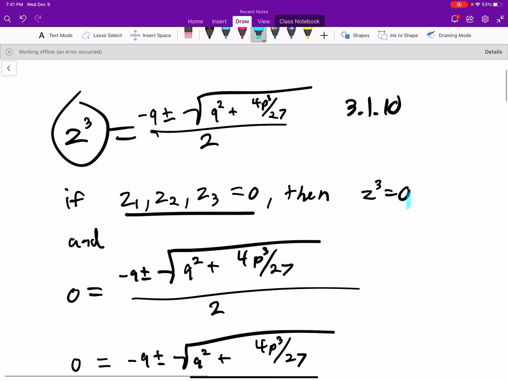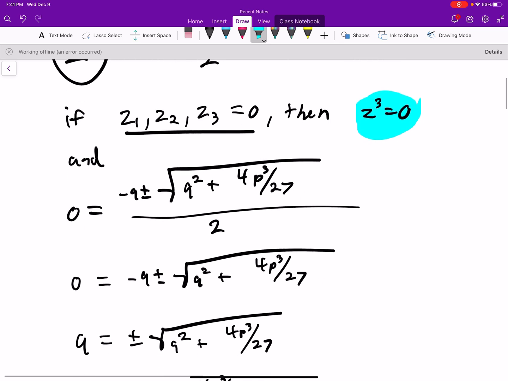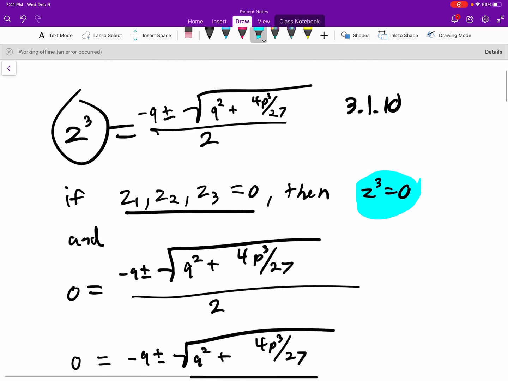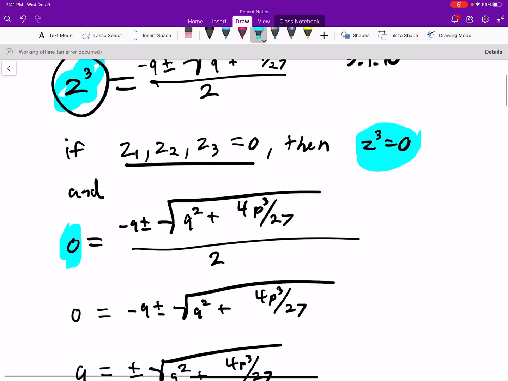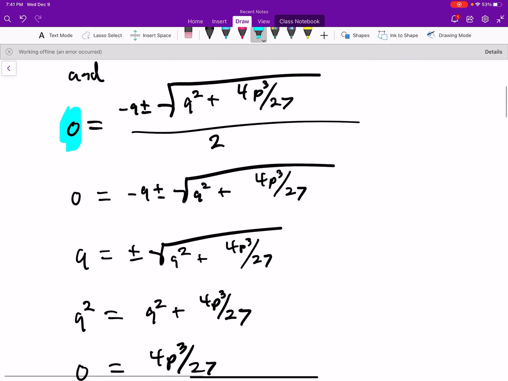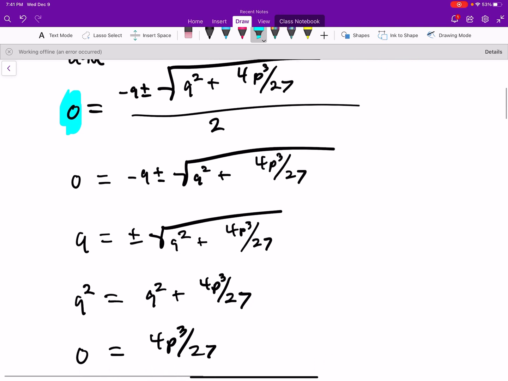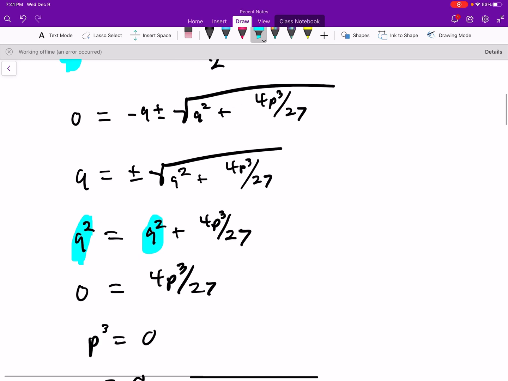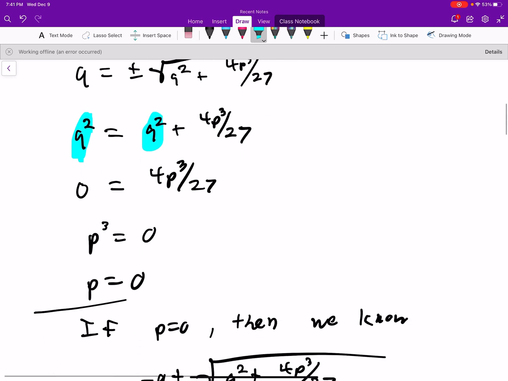And so that means z cubed is 0. All right, so we can go ahead and swap this z cubed out with 0. I went ahead and did it there. And then we're just solving. And finally, we have q squared minus q squared is that's going to be 0. And then finally, p cubed is 0, which means p is 0.